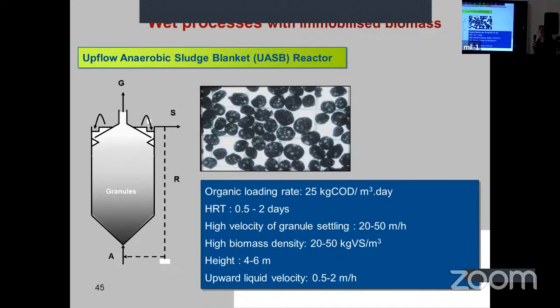You have some pictures of some granules. As the granules stay in the reactor, you can apply quite a high organic loading rate, up to 25 kilograms of COD per cubic meter per day. The retention time can be decreased down to 0.5 days. The settling velocity of the granules is about 20 to 50 meters per hour. So you can get a high biomass density in the reactor, and the height is around 6 meters.